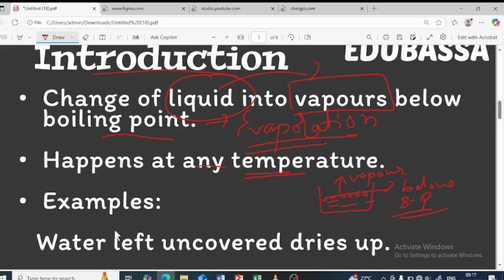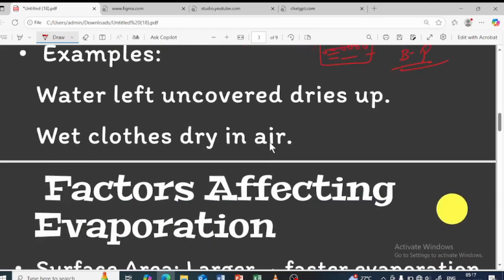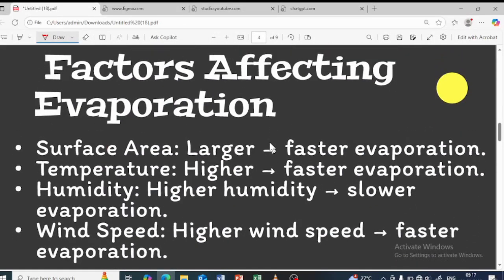So these are the examples. First, the water left uncovered is going to dry up. So the water which is not covered is going to dry up by the process of evaporation. And you know, the wet clothes, when you hang them in the sunlight, what happens? They are going to dry, isn't it? That is by the process of what? By the process of evaporation.